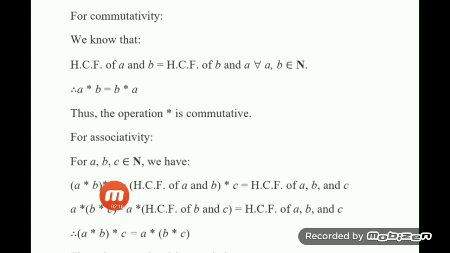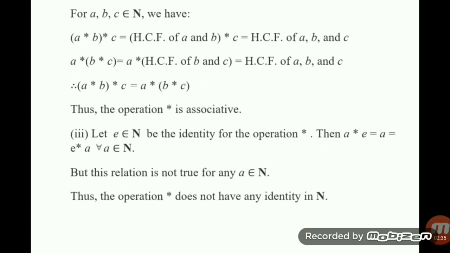In the same way, if I change the position of the brackets, b and c, a star HCF of b and c. Again, you can think of it as one number, or otherwise directly also you know that it is HCF of this number and this number, which is nothing but HCF of a, b and c. Thus we have got a star b star c is equal to a star b star c. It means that star is an associative binary operation.